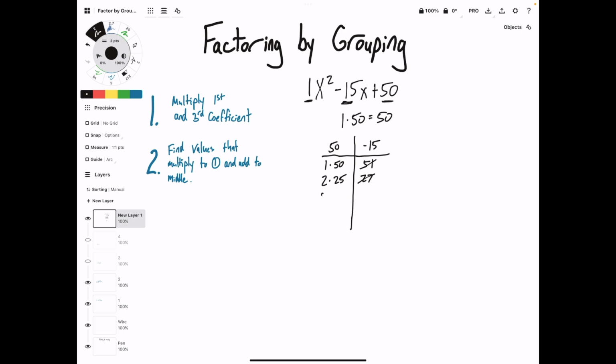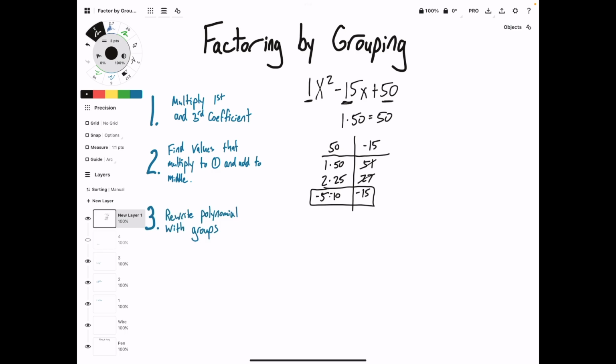Then let's try maybe 5 and 10. So adding them is 15, but maybe if we switch these to negative 5 and negative 10, then we're good. So negative 5 times negative 10 is 50, and negative 5 plus negative 10 is negative 15. Okay, so now that we have our numbers, we move on to step 3.